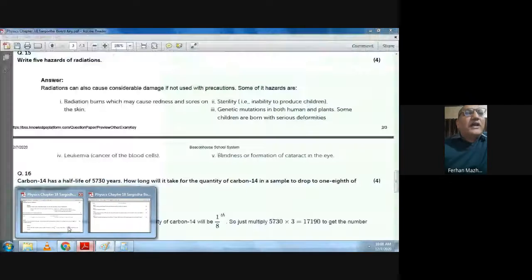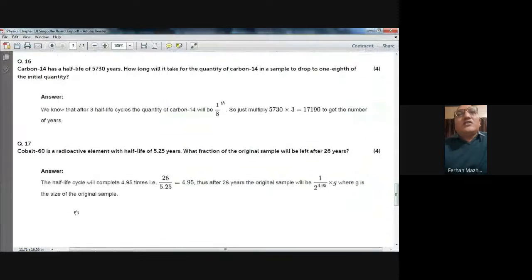So kindly do this numerically in your copy also. You see how the knowledge platform does this on your screen. We know that after 3 half-life cycles, the quantity of carbon-14 will become 1/8. So just multiply 5,730 with 3 and that's 17,190 to get the number of years. So this is how you do this numerical. It's a very simple numerical and it is of 4 marks.